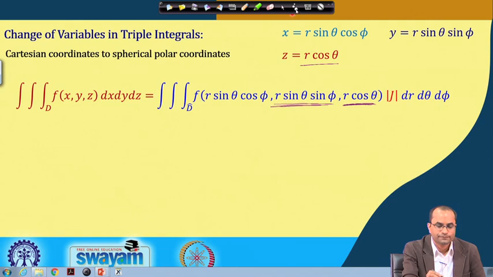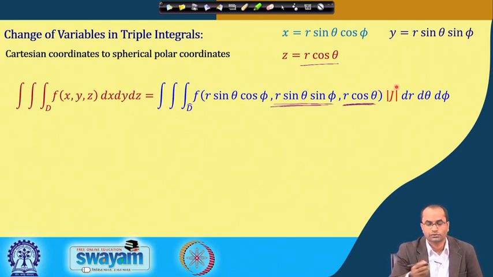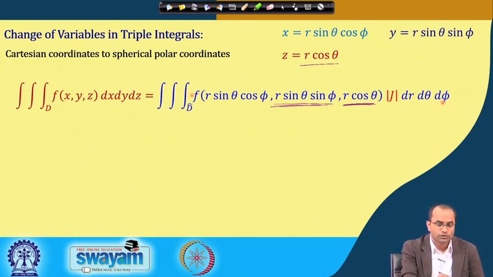So, with this we now have the Jacobian term, that is the extra term which comes when we do this change of variables. So, that Jacobian we need to compute, and then our dx dy dz will become dr d theta d phi. And correspondingly the limits will change, or the domain in terms of r, theta, phi we have to represent.